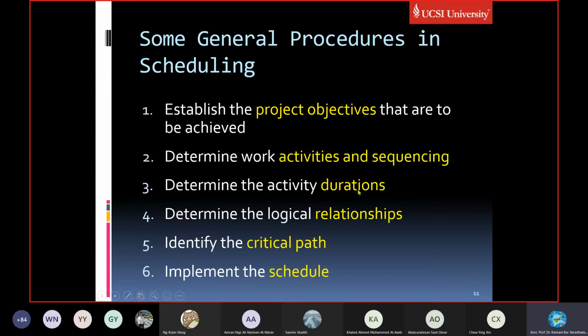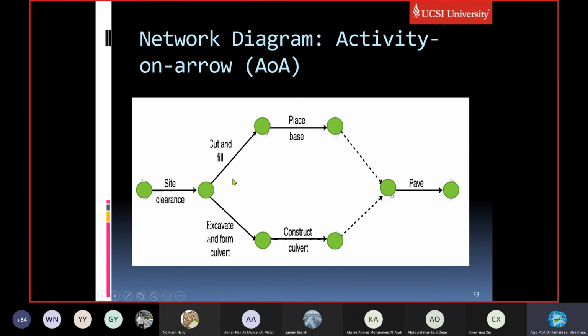Whether it's independent, or the second is dependent on the first, or how many are dependent on the first. The relationship must also be known well. Critical path. You need to plot a critical path. I'll show an example in the next slide. Finally, implement the schedule. The critical path will be something like this.